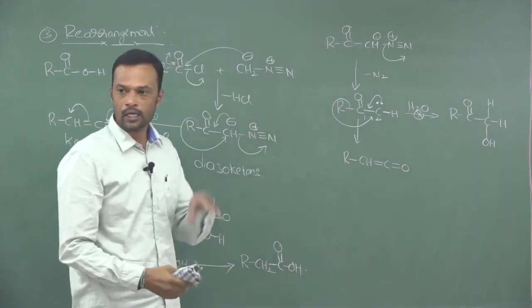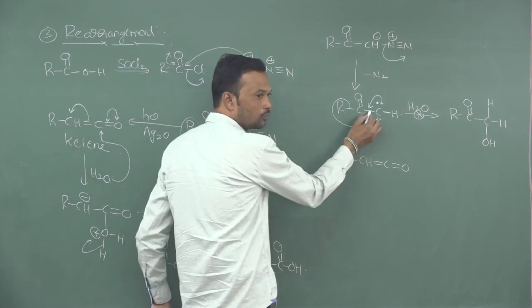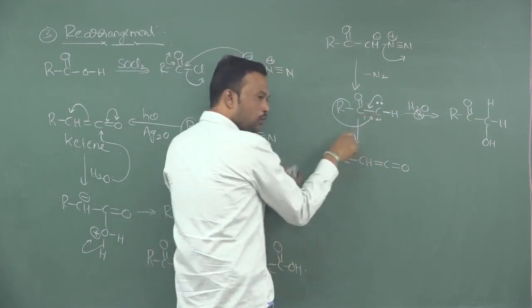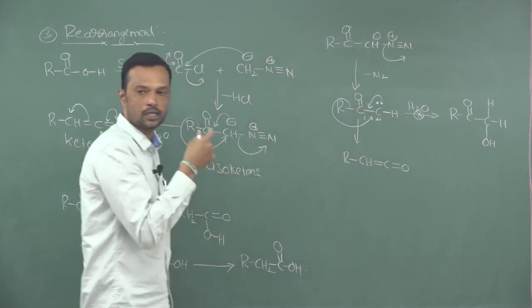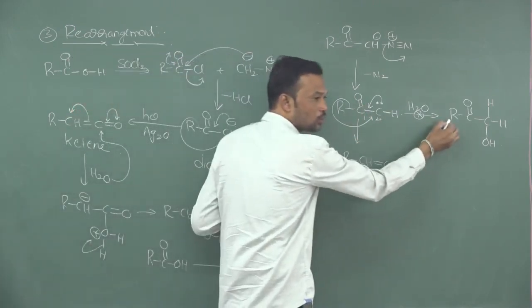Why? Already carbenes are unstable. To that carbene, what is present? An electron withdrawing group. What is the role of acyl here? Electron withdrawing group. Acyl is withdrawing electrons. Then what happens? Stability increases or decreases? Stability decreases. When stability decreases, trapping is not easy.